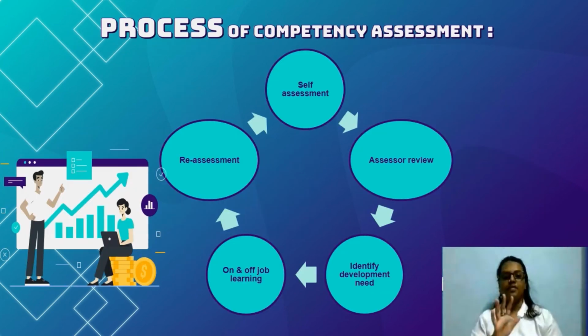Okay, there are 5 processes of competency assessment. First is self-assessment. Second is assessor review. Third is identifying the development needs. The fourth one will be on-the-job and off-the-job learning. And the last one is reassessment.